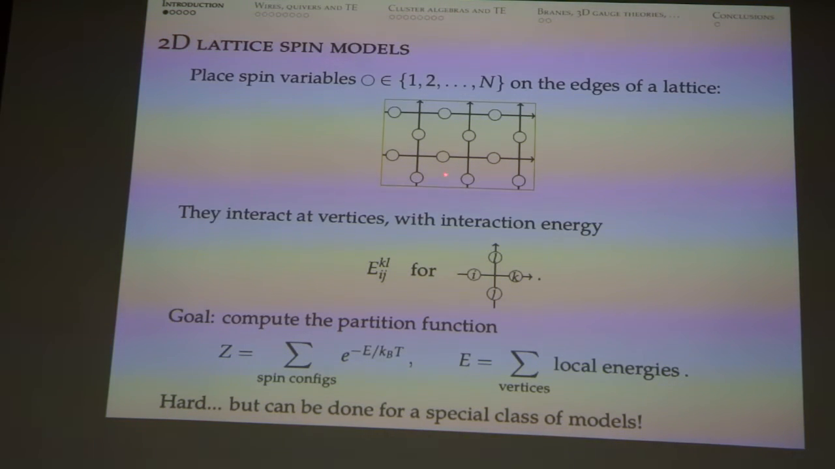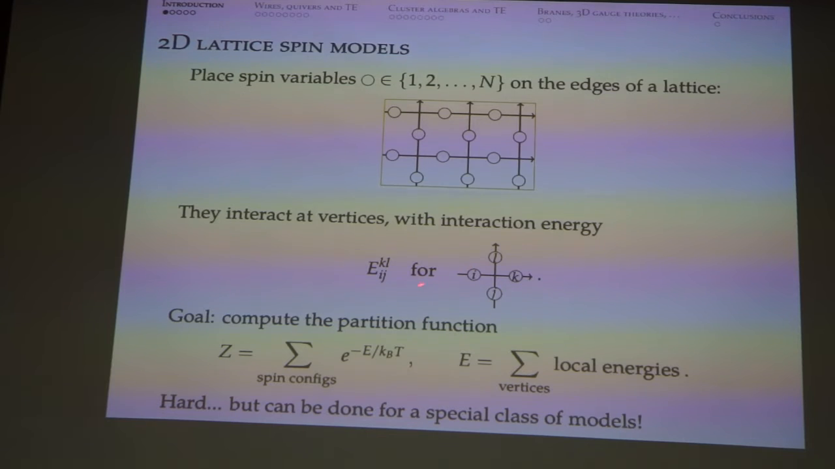Let's look at the neighborhood of a single crossing of two lines. It looks like this, and there are 4 spin variables surrounding a vertex, and they interact. There's some kind of interaction energy. Let's say that the spin variables take values i, j, k, l, respectively. Then there is a corresponding interaction energy associated to this local configuration of spin variables. Let's call it E_ijkl.